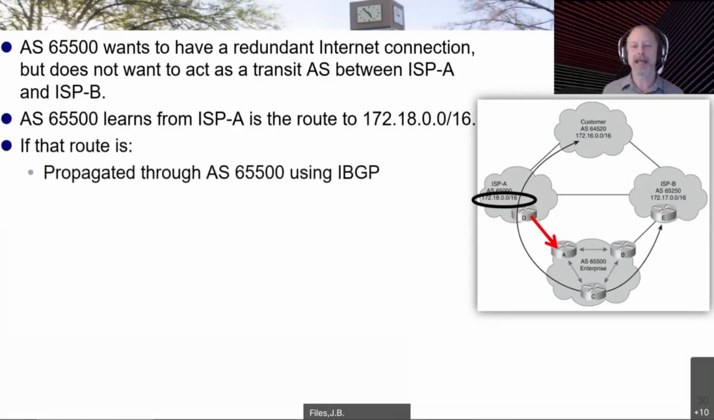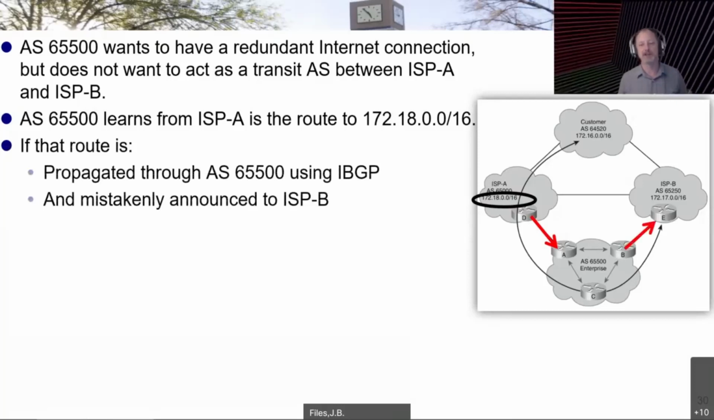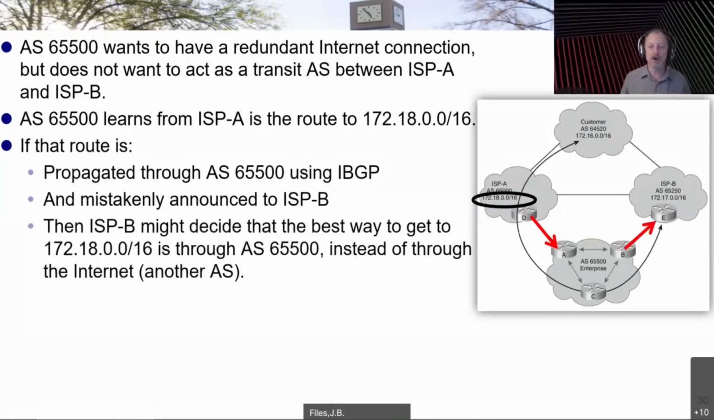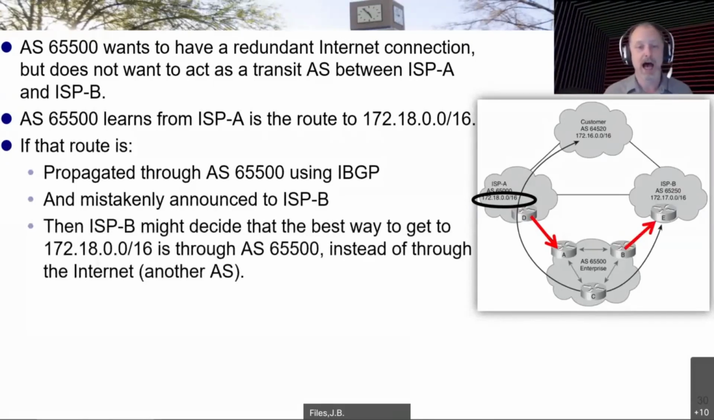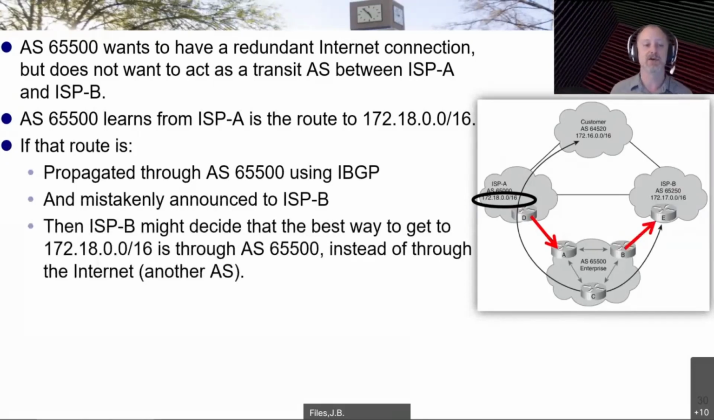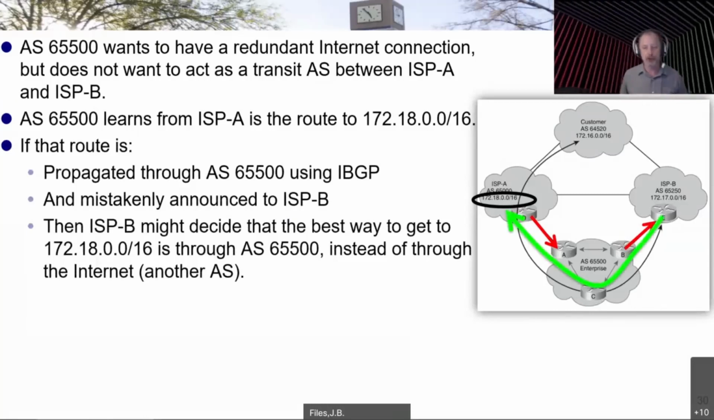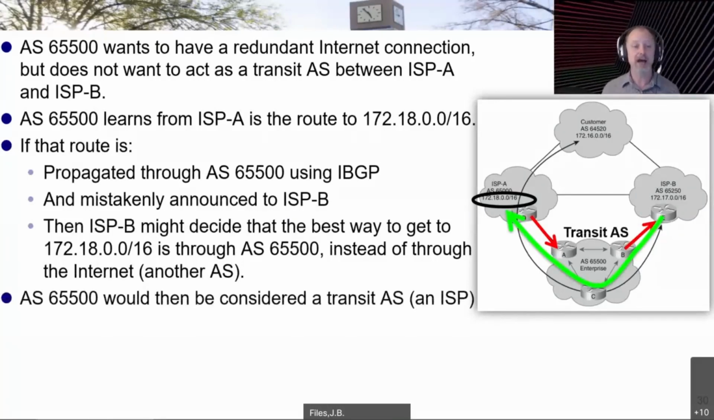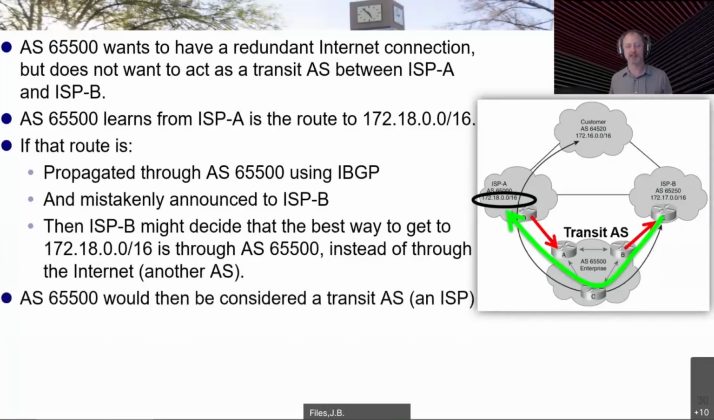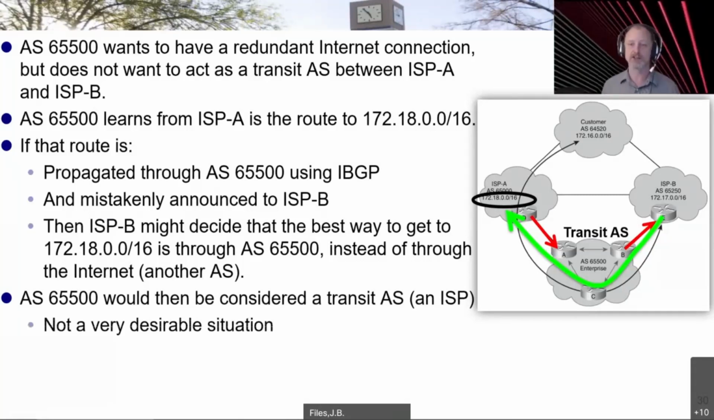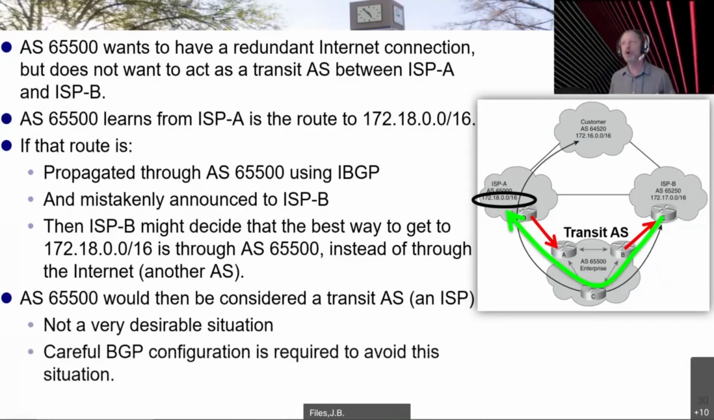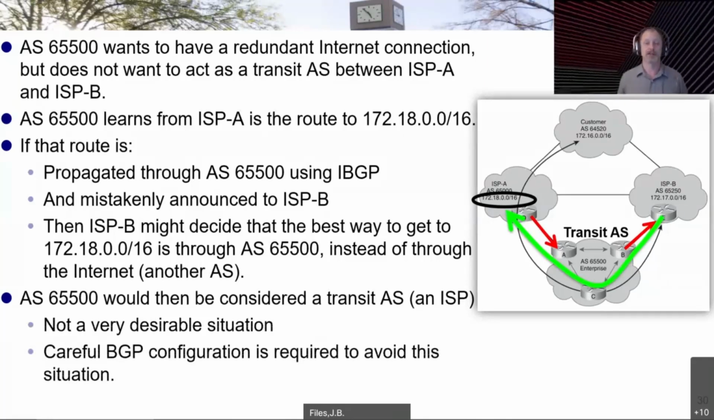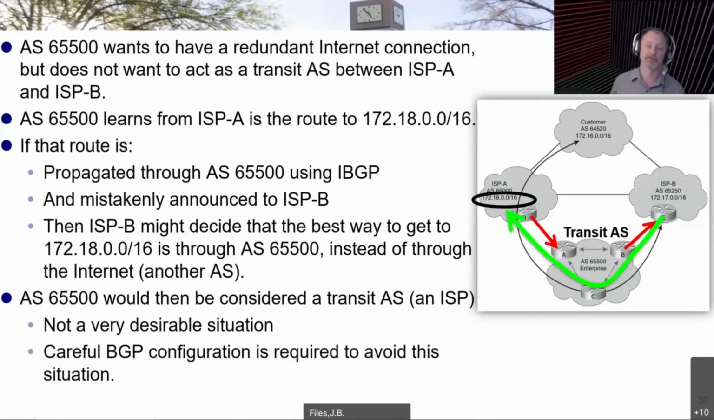Now, if we propagate that and advertise that out to ISP B, ISP B is going to say, oh okay, you're advertising that to me. I know that I can get to 172.18 through your network. That would make our network a transit autonomous system. So obviously not a good situation. And if you don't know how to set up BGP, you could end up doing this very easily.